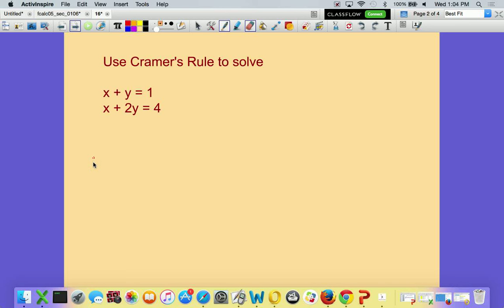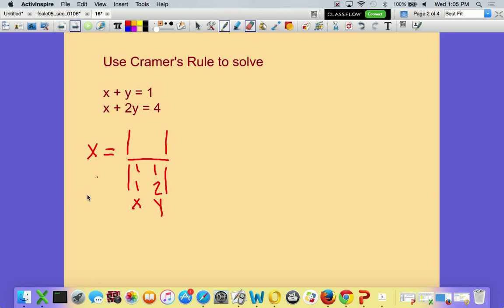So, then you decide, well, I'm going to solve for x. And remember, that's a determinant over a determinant. Okay, let's fill in the bottom first, because what we're doing for the bottom is we're just going to use our coefficients here. Remember, this is the x column, that's the y column. For x, it's 1 and 1. For y, it's 1 and 2.